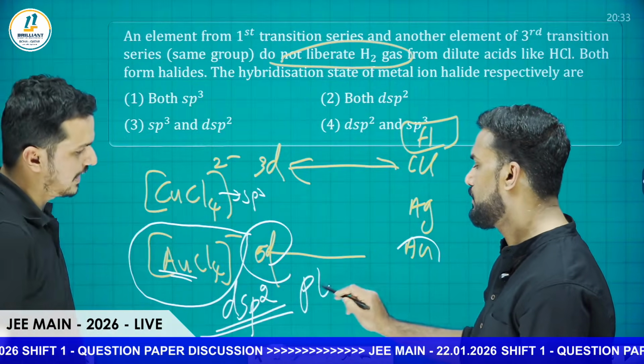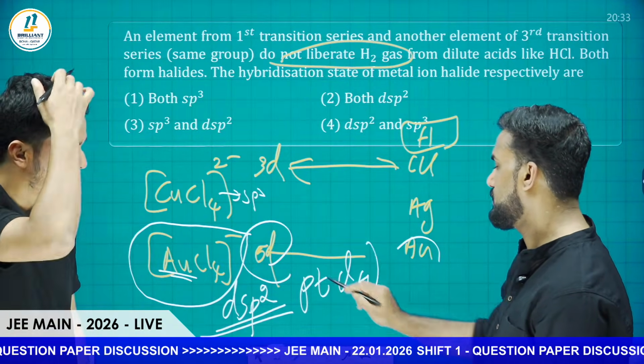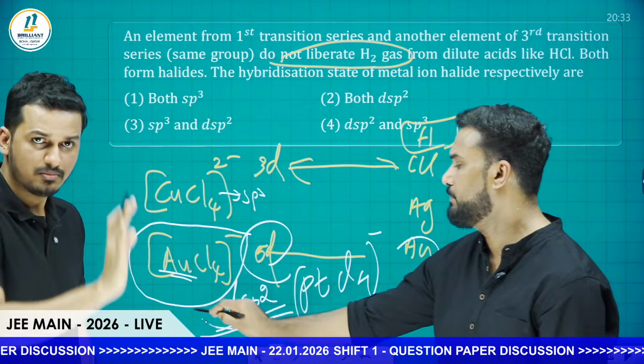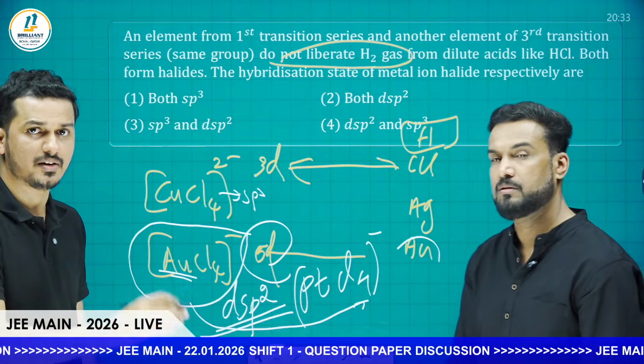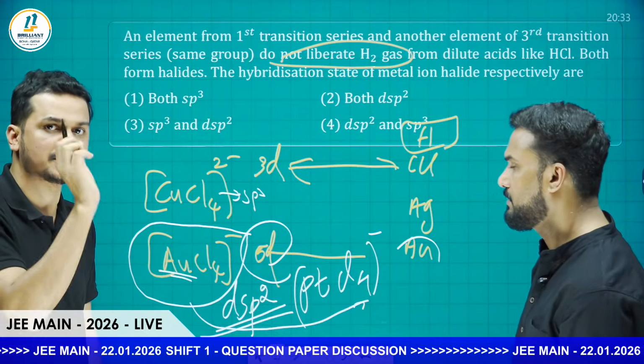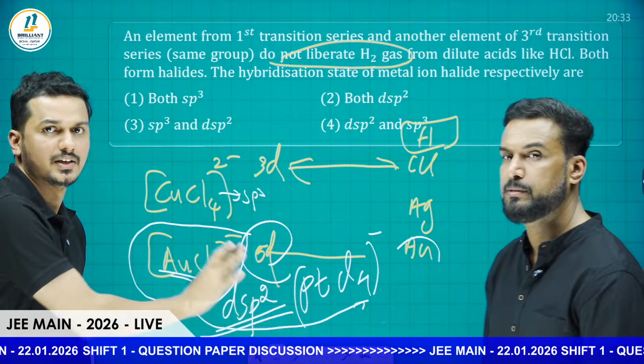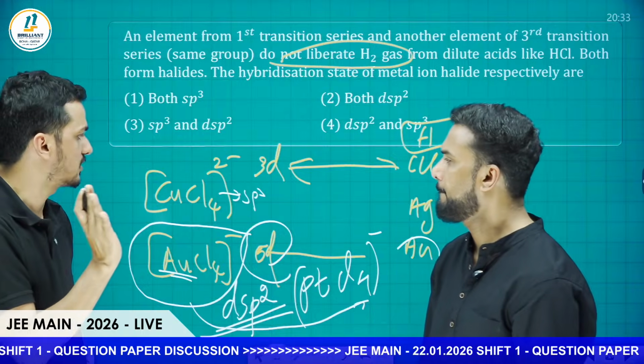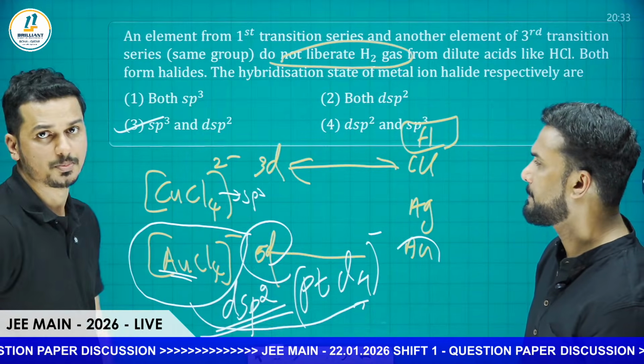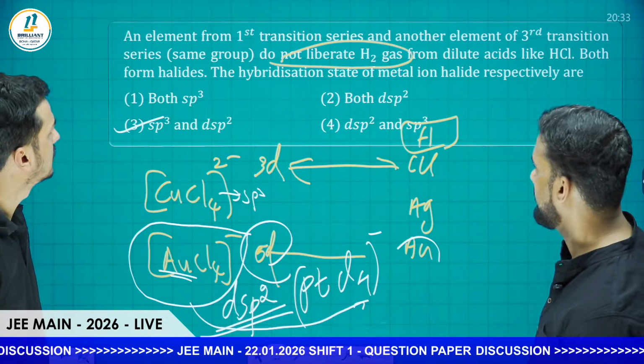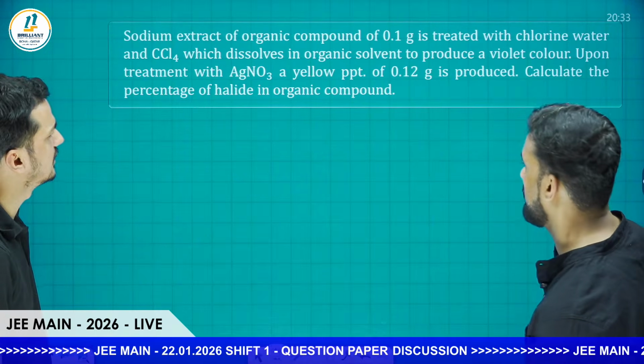Platinum also, for example PtCl4 2 minus. Keep both in mind: platinum, gold, etc. will always form dsp2, a low spin complex, with both strong field and weak field ligands. So keep in mind sp3 and dsp2. Okay, we can go to the next question. I think it is an integer question.